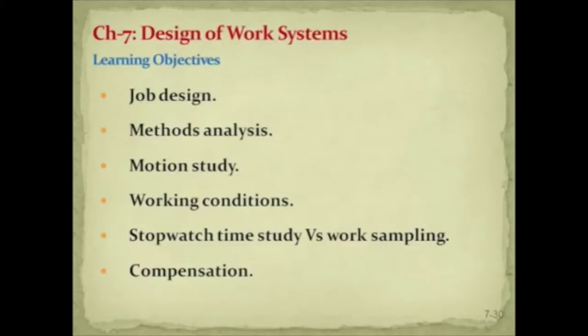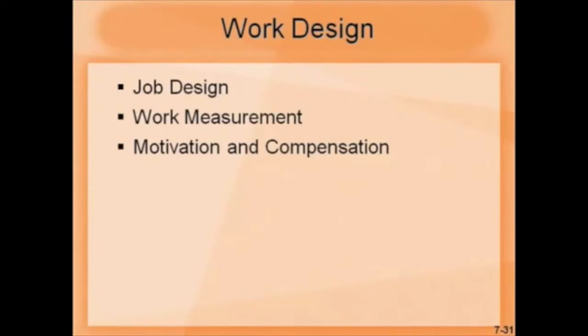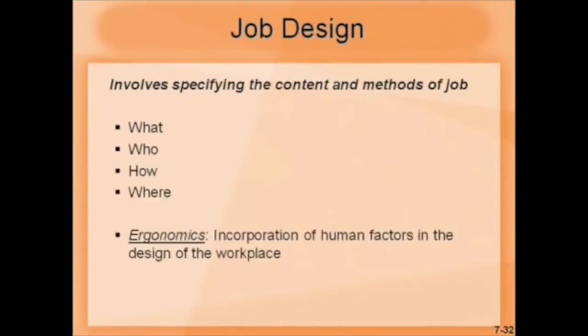So actually topics in this chapter have a direct impact on productivity improvement and continuous improvement. Work design includes, first of all, job design. So within work, a worker has a job to do, and we'll look at that in more detail. Also work measurement, and then motivation and compensation. So we'll spend some time on these topics.